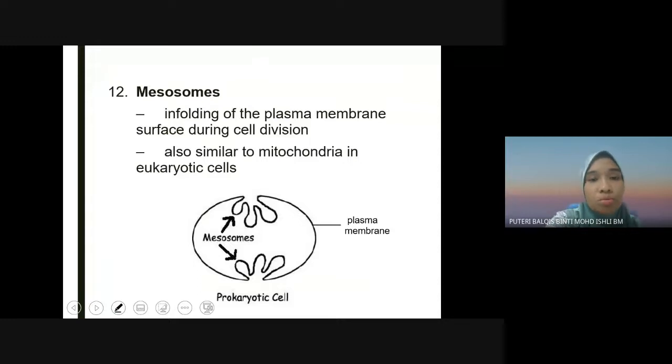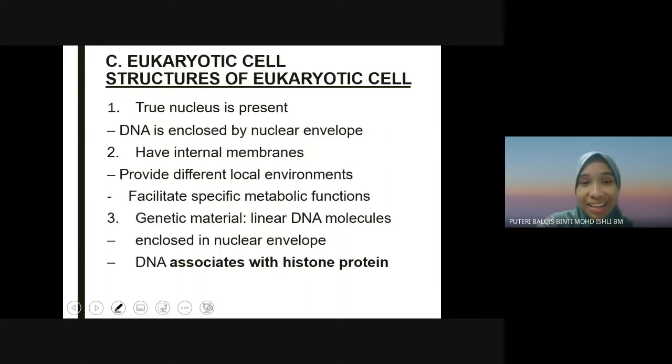And then we have mesosome. Mesosome is the infolding of the plasma membrane. So this plasma membrane, bila dia fold macam ni, okay, we call that as mesosome. And that mesosome, the function is similar to mitochondria in eukaryotic cell. Okay, untuk dia hasilkan energy in the form of ATP. Alright. Itu adalah prokaryotic cell.